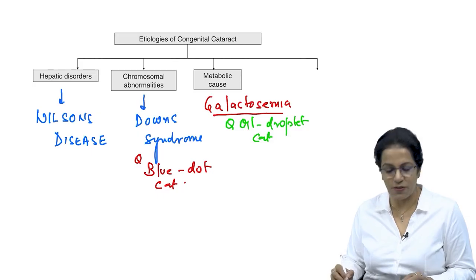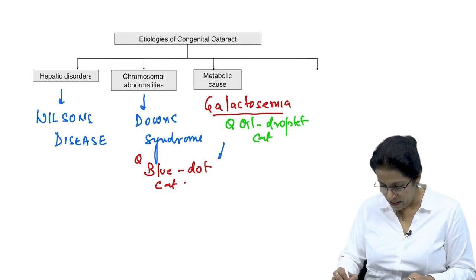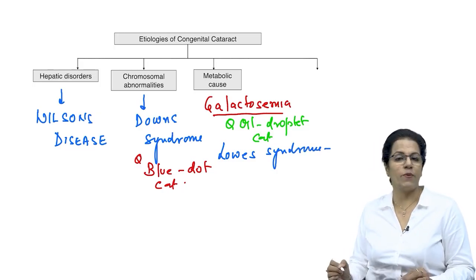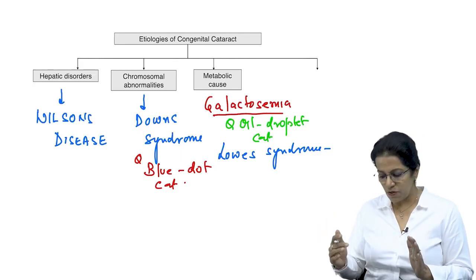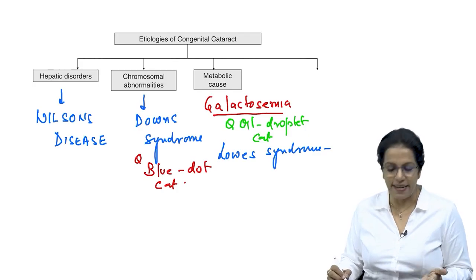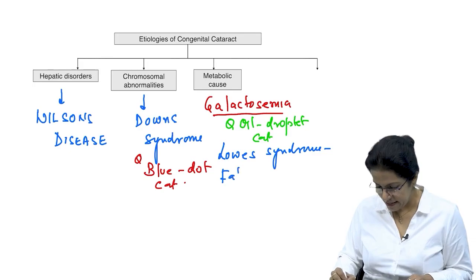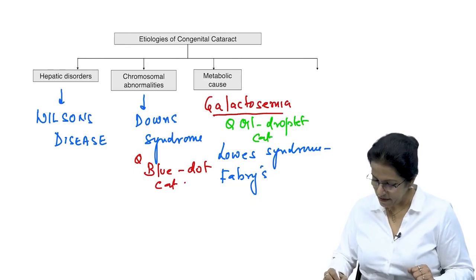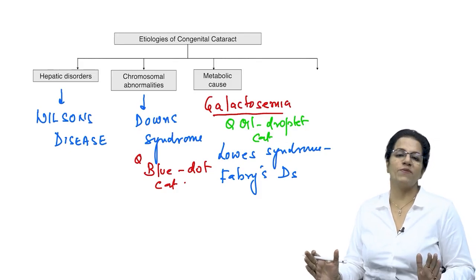And second, after galactosemia, next would be, what is the next cause I said? Lowe syndrome. Lowe is oculocerebrorenal syndrome. We'll talk about it again in the acquired section when you talk about acquired cataract. So, Lowe syndrome, we can get metabolic cataract, right? And the third is Fabry's disease. We'll talk in detail about Lowe further in this chapter. Then Fabry's disease. So, these are important metabolic causes that you have to keep in mind.